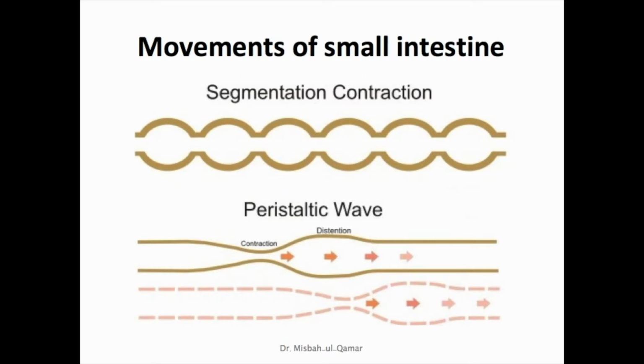Let's start today with the movements of small intestine. Like elsewhere in GIT, movements of small intestine are mixing movements, which are segmentation contractions, and propulsive movements in the form of peristalsis. However, this categorization is artificial because all movements of small intestine cause some degree of both mixing and propulsion.